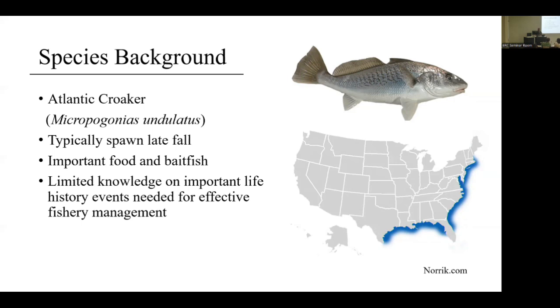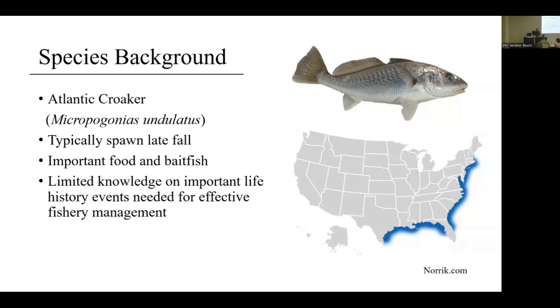Now, Atlantic croaker typically spawn in the fall seasons, so they will move offshore in aggregations to spawn, and their larvae will be transported back into low salinity estuarine habitats for them to begin to grow and take advantage of the high productivity of spring in late winter and early spring months.